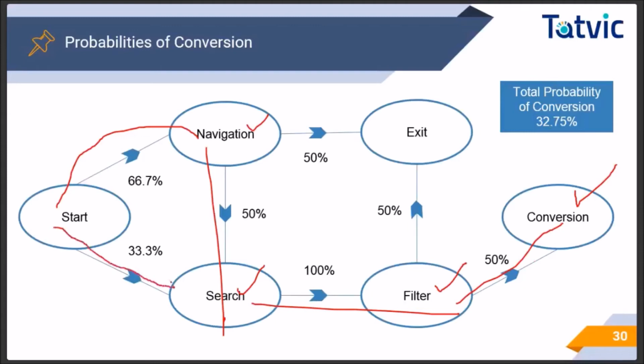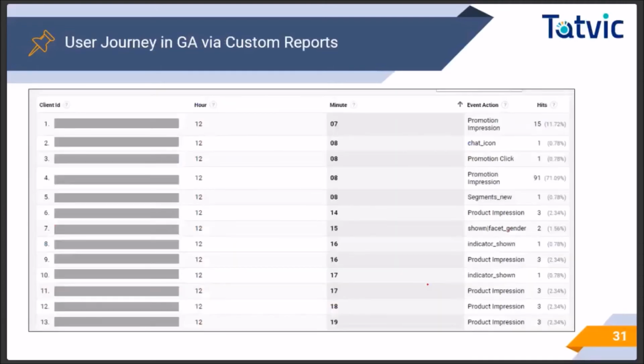Say the second is the start to search, then there is a search to filter, and the final one is filter to conversion. So this is another part where 33% into 100% into 50% comes into picture. So when you add both of these, you will get the total probability of conversion as 32.75%. You can do the maths. I will not waste more time on this. I'll go forward. Okay, so you will want to know how can I extract this data from your GA.